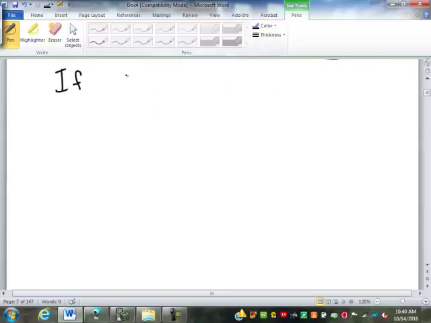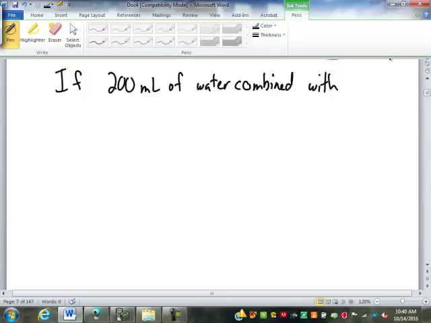Well, let's say that we have 200 milliliters of water combined with 40 milliliters of syrup. Find the dilution created.